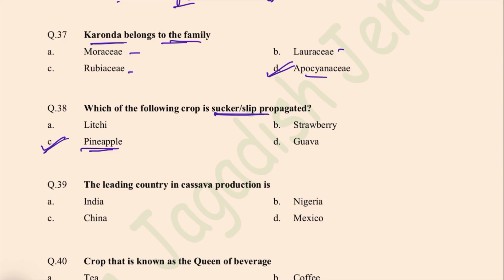Lychee is propagated through air layering or gutti. Then strawberry is propagated through runner or stolon. Guava is propagated mostly through air layering or veneer grafting. The specialized vegetative structure used for propagating strawberry plant is called runner or stolon. Air layering, or gutti, we have already discussed, is used in lychee and guava.